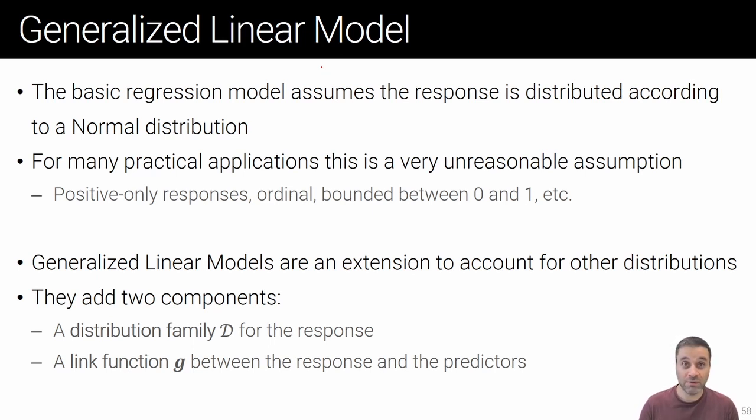That's it. Or what if the response is bounded, let's say between 0 and 1? Say we're modeling the rate of unemployment in different countries. It's something between 0 and 1%. So what do we do in these cases?